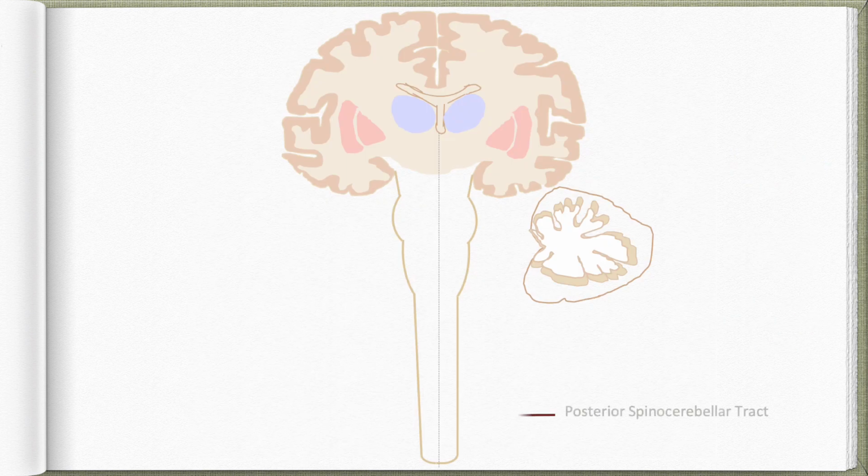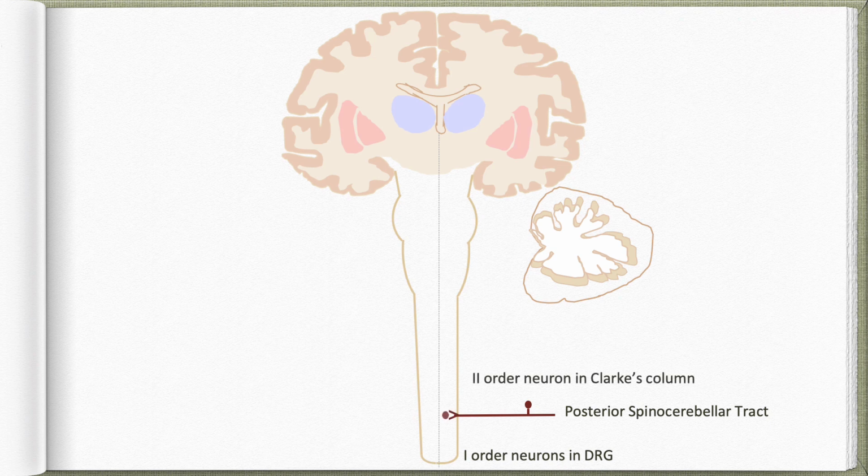So for the posterior spinocerebellar tract, the first order neurons are located in the dorsal root ganglion. Second order neurons are located in the Clark's column. Axons of this Clark's column ascend in the same level as posterior spinocerebellar tract, reach the medulla oblongata, where they join with the inferior cerebellar peduncle to reach the cerebellum.